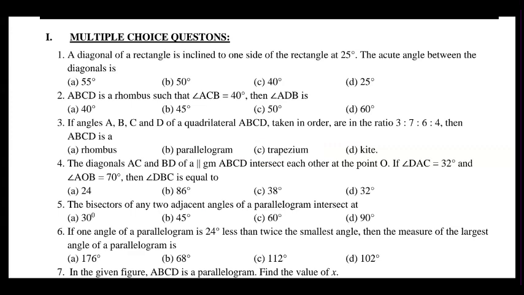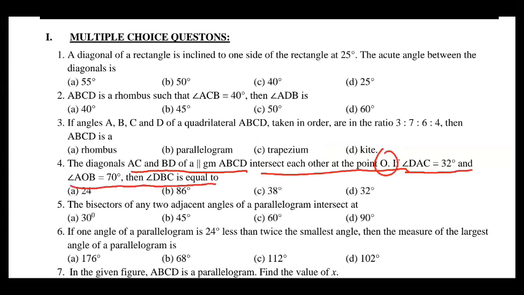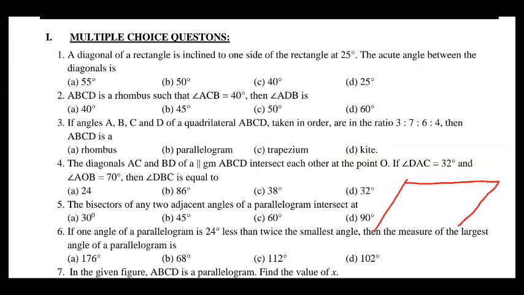The diagonals AC and BD of a parallelogram ABCD intersect each other at the point O. If angle DAC is equal to 30 degree and angle AOB is equal to 70 degree, then angle DBC is equal to how much? Okay. What do you have here, beta? Please tell me the question and the data, what is given. Just tell me what is given.